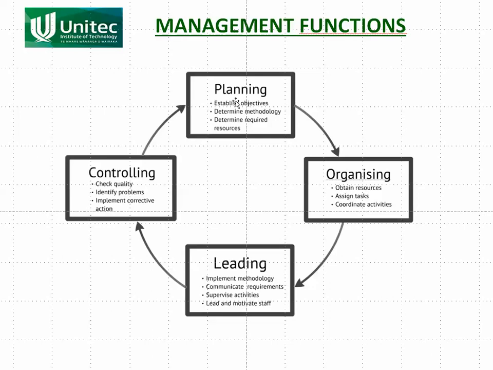So we start with planning. We plan what we're going to do, we establish objectives, determine how we're going to do it, get our resources. Then we obtain those resources, we coordinate activities, then we do the actual work, we lead it, we implement it, we make sure that the staff are motivated, that they know what they're doing, and then we control it, we check that what is required to be produced is being produced.